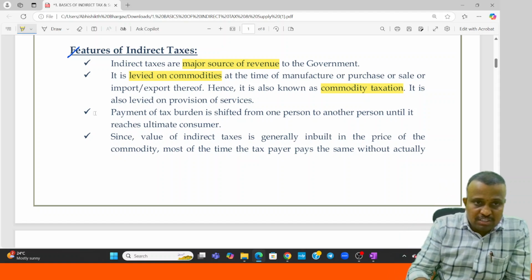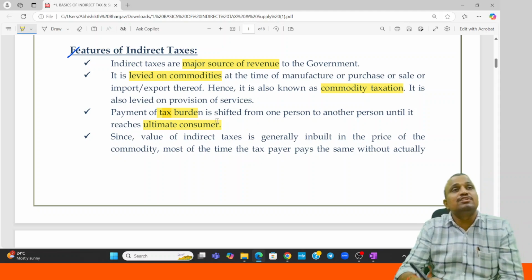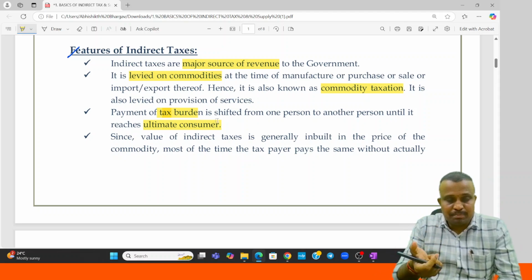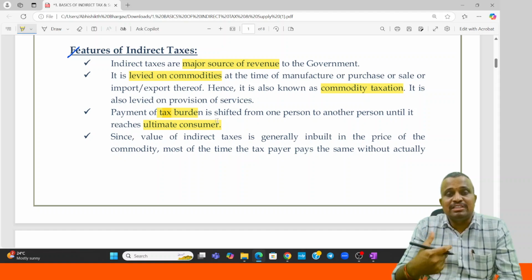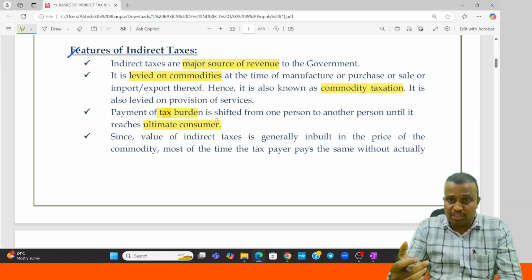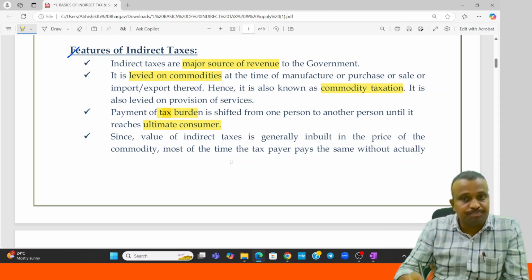And the third one, this is important. The payment of the tax burden is shifted from one person to another person until it reaches the ultimate consumer. So here, as we said, the taxpayer and the tax bearer are not the same. Both are different. And the burden to pay the tax is shifted from one person to another person until it reaches the ultimate consumer.